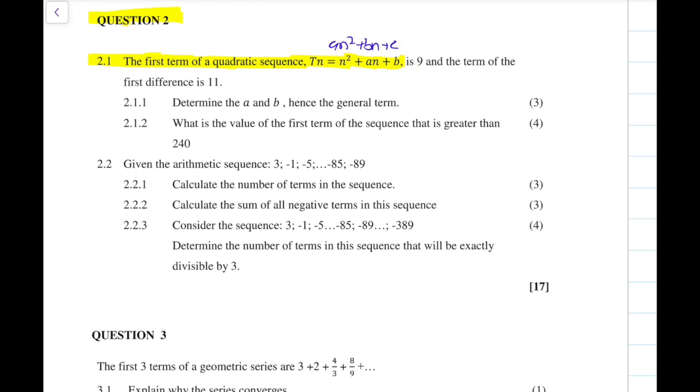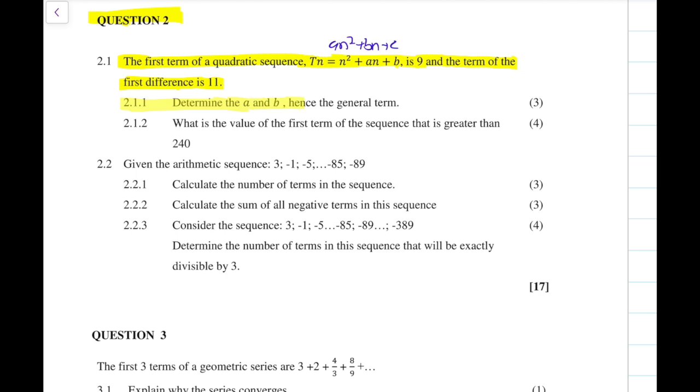It says the first term of the quadratic sequence given by that is 9. So the a, let me not say a because that's traditionally not the right way. Your first term is 9, and then the term of the first difference is 11. Right? The term of the first difference is 11. Now, it says determine a and b, hence the general term.